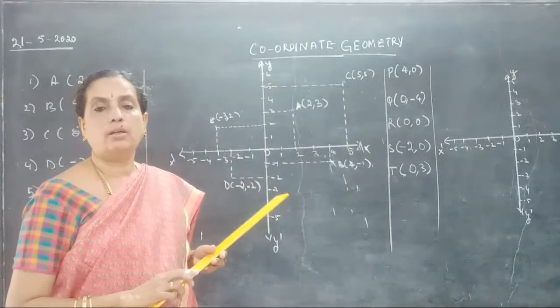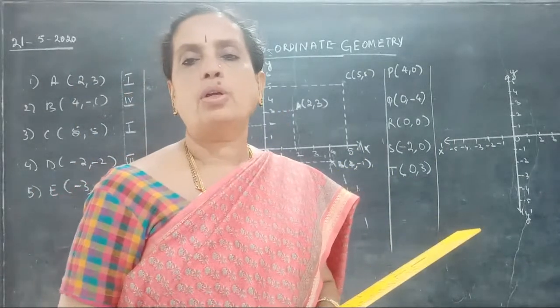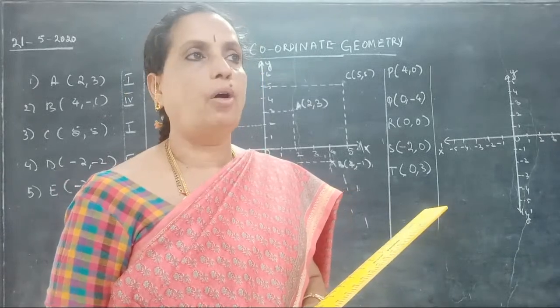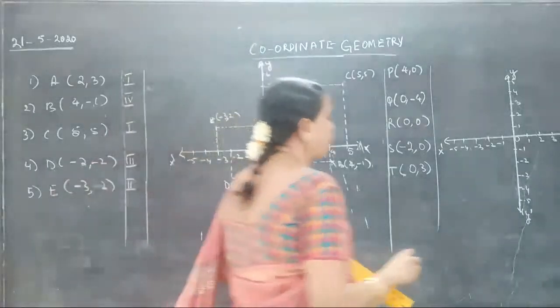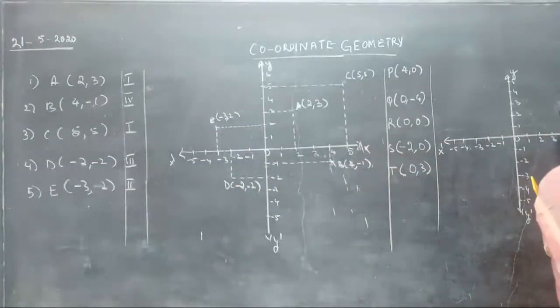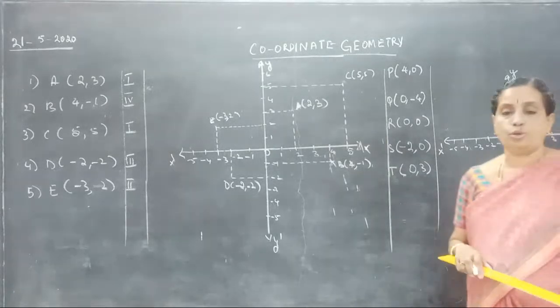Now coming to the first one, (4, 0). (4, 0) lies on the x-axis, along the x-axis. So name this point P (4, 0). You can use the graph paper also, students.